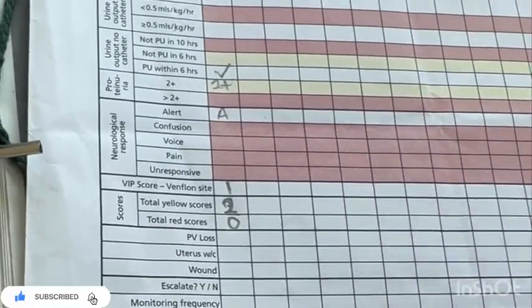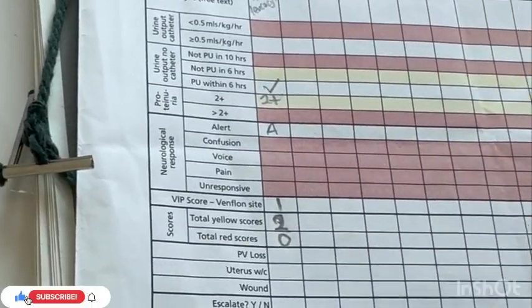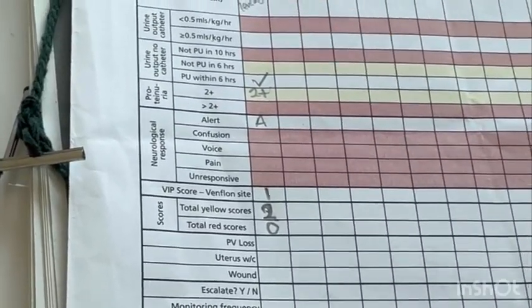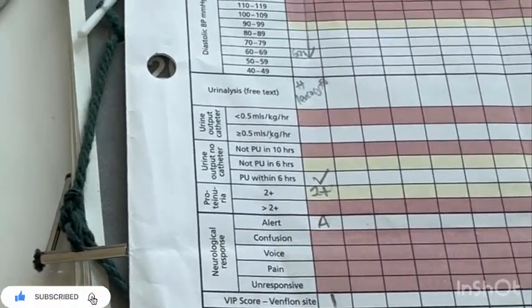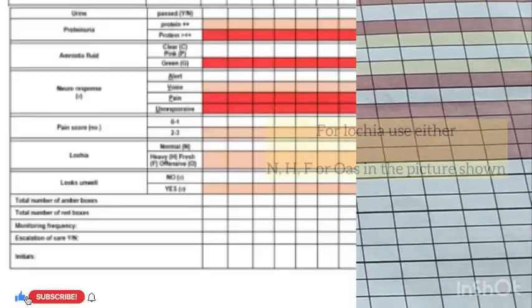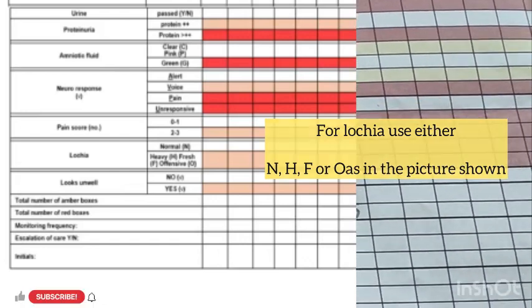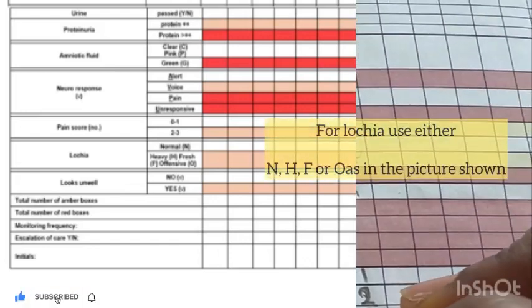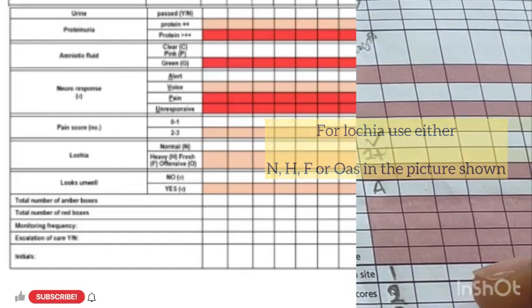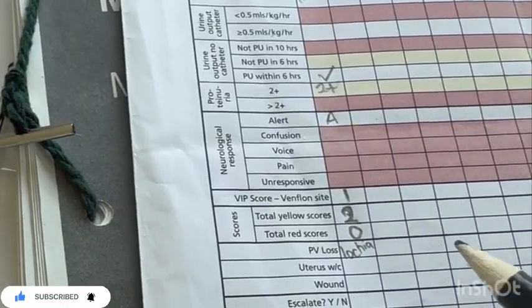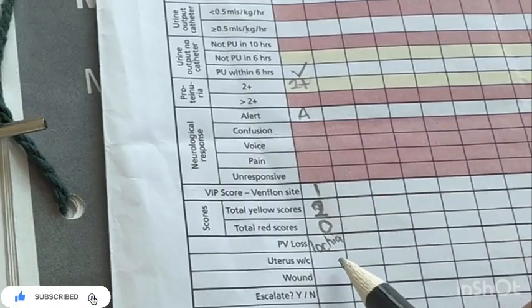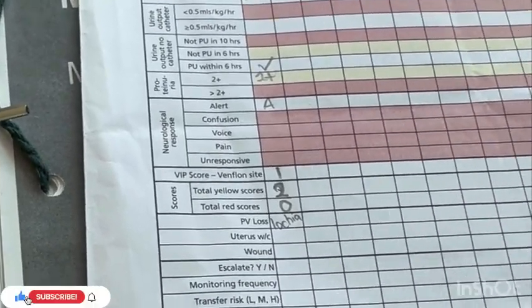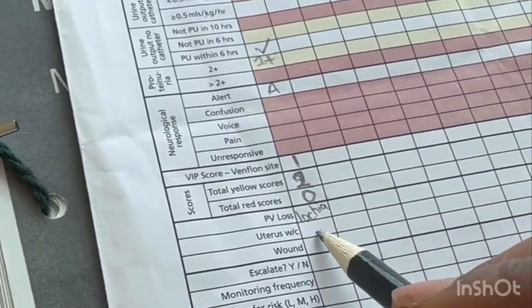So if it is PV loss, what is it? If it is an antenatal case, then it's asking if there is any bleeding. If there is bleeding, you can put bleeding there. If it is live PV loss, for the sake of this one, let's make it as... and then you go to the uterus. If again this is a postnatal case, for the sake of this one, so if it's an antenatal case, there is nothing there, you leave it blank.